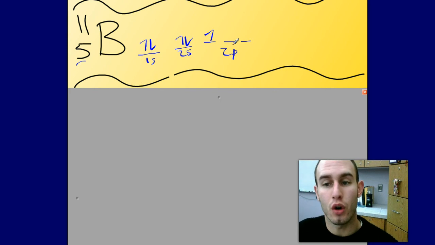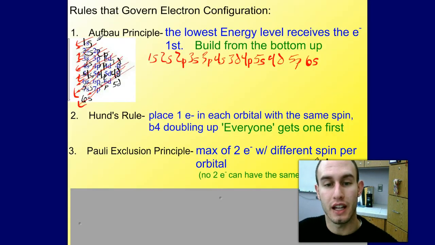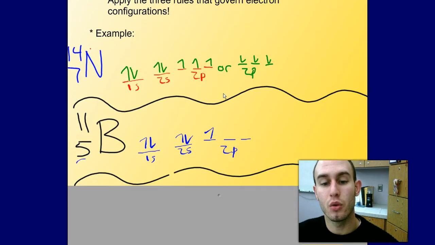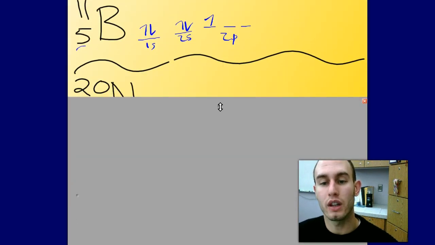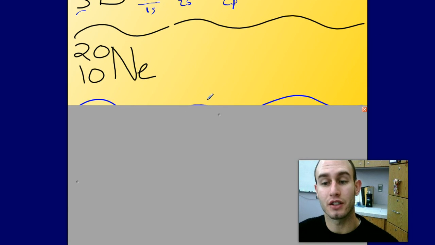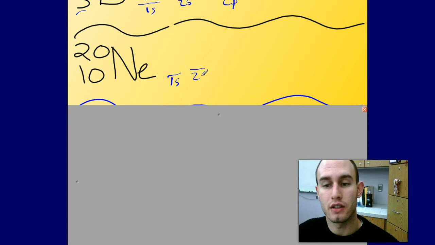Again, if you forget what order to go in, jump back to the example here. You can follow this chart, and this is the correct order if you ever forget. So now that we've had a chance to look at 2 examples, let's go ahead and try one last one. It's a little bigger here, neon, that has 10 electrons. Again, 1s, then 2s, then 2p.